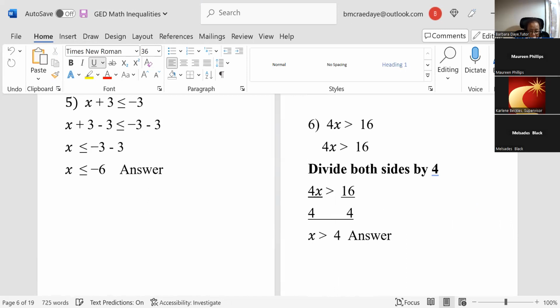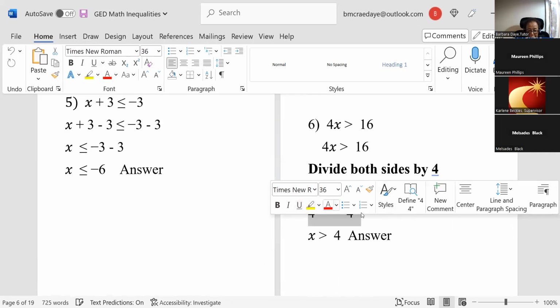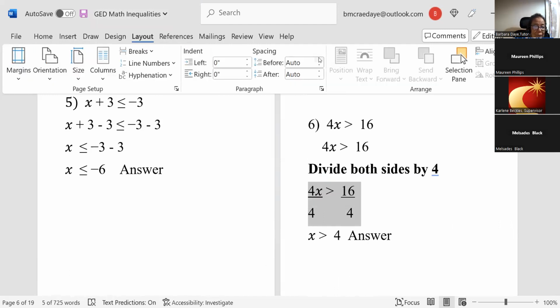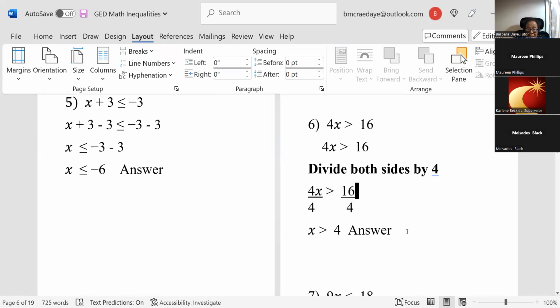Okay, X greater than 4 is the answer. And what I was saying is a number greater than 4 is 5. So if I substitute 5 for my X, 5 times 4 is 20, and 20 is greater than 16. So we know that this is correct. Mercedes, you got it? Yes, miss.